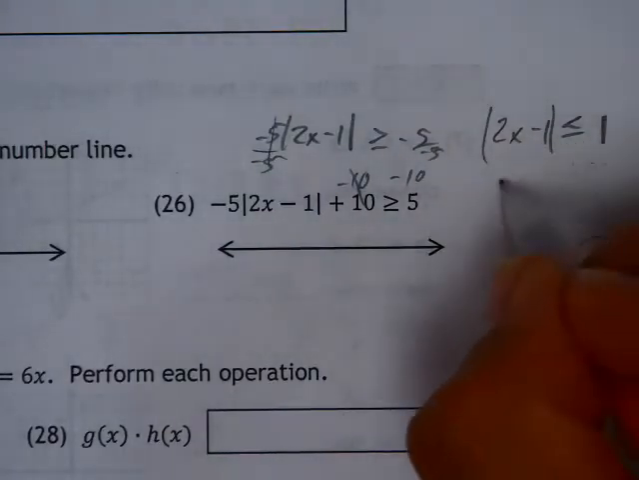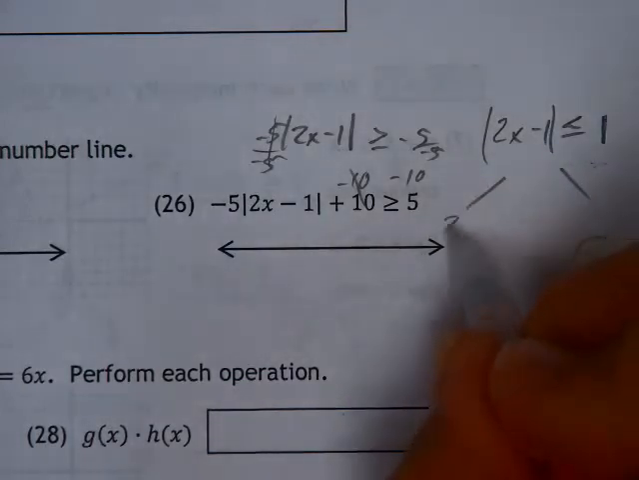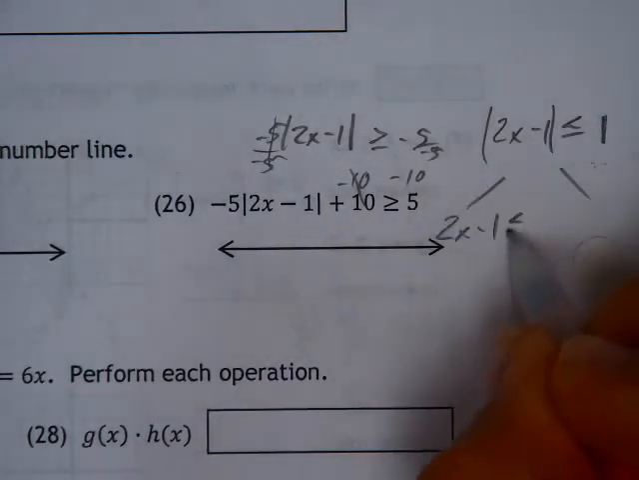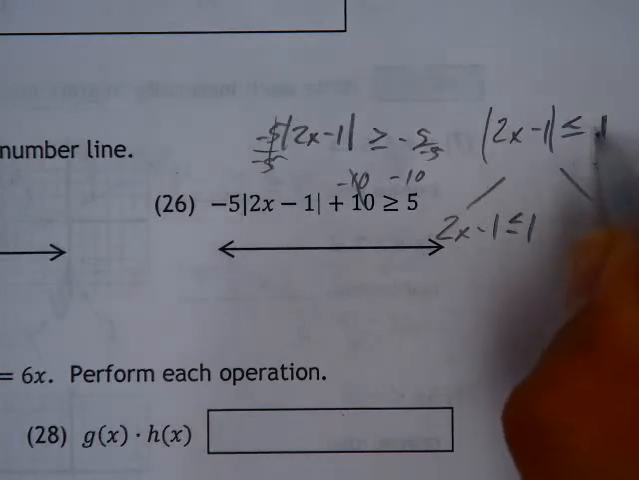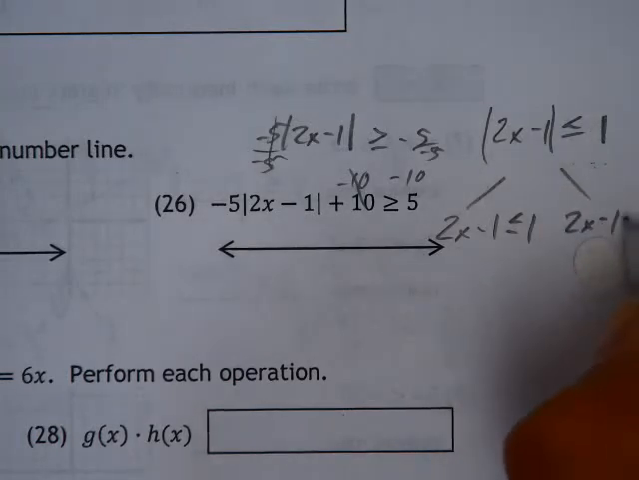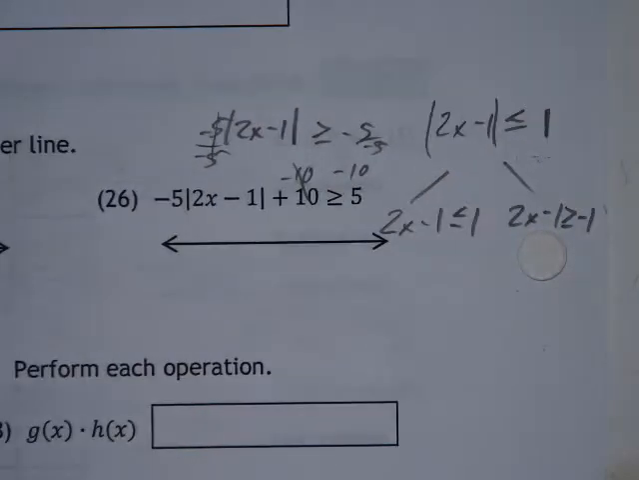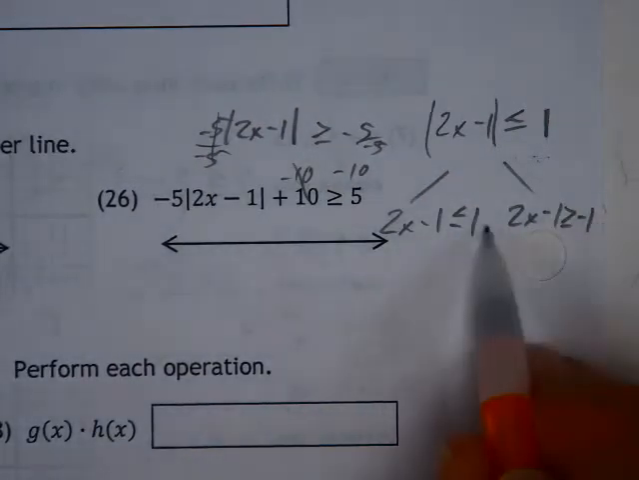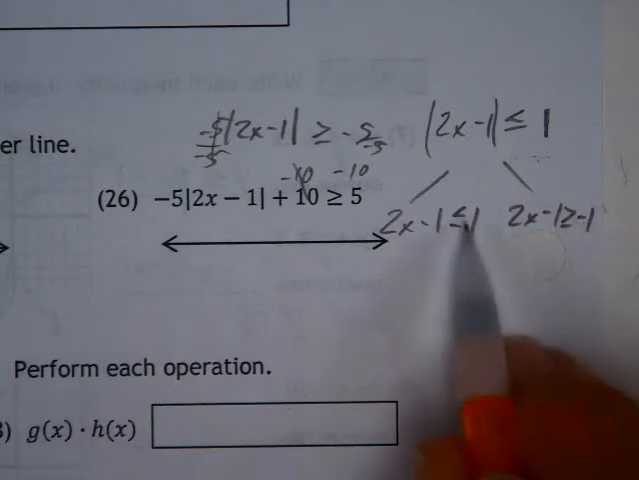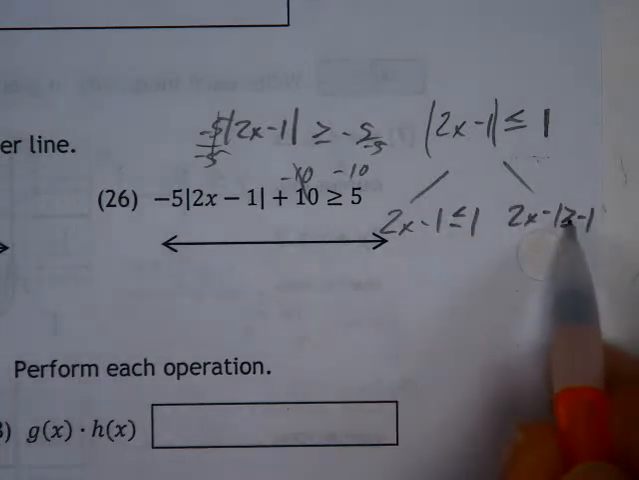We have this set up here. We're going to split it up into two equations. 2x minus 1 is less than or equal to 1, exactly like we see here. And 2x minus 1 is greater than or equal to -1. Okay? So when you change this one to a -1, you change that arrow from that way to this way.